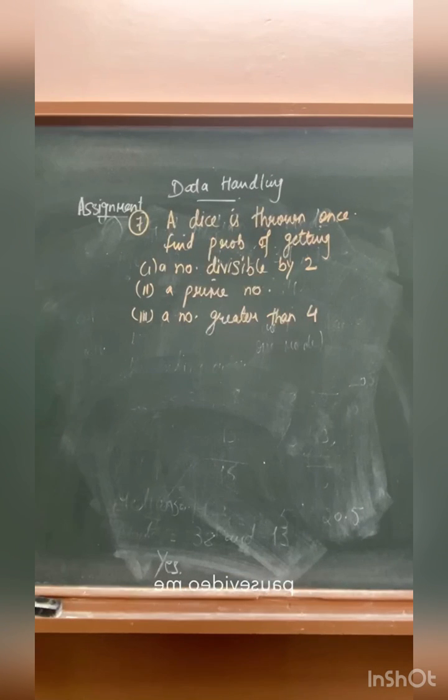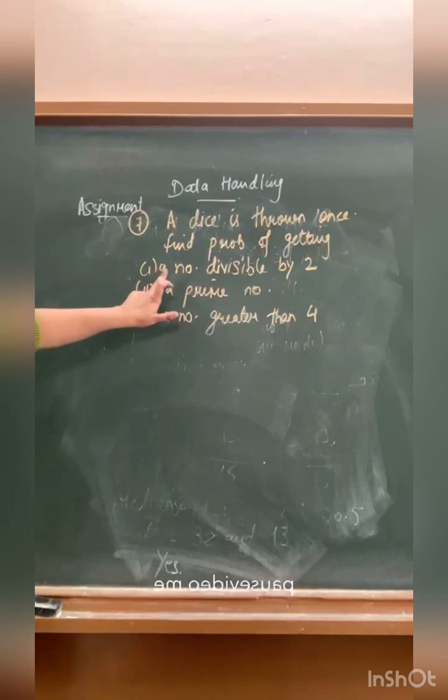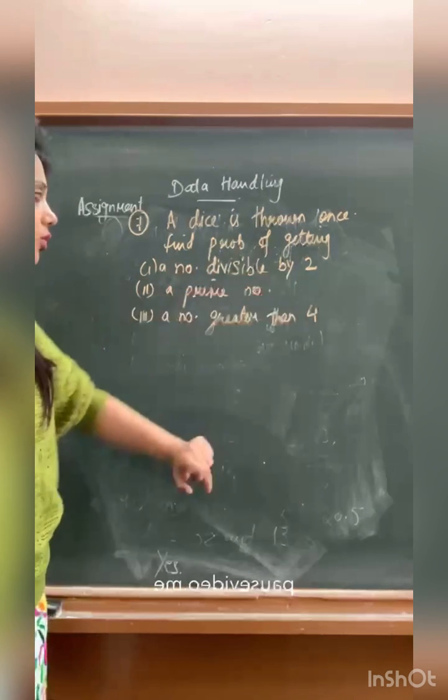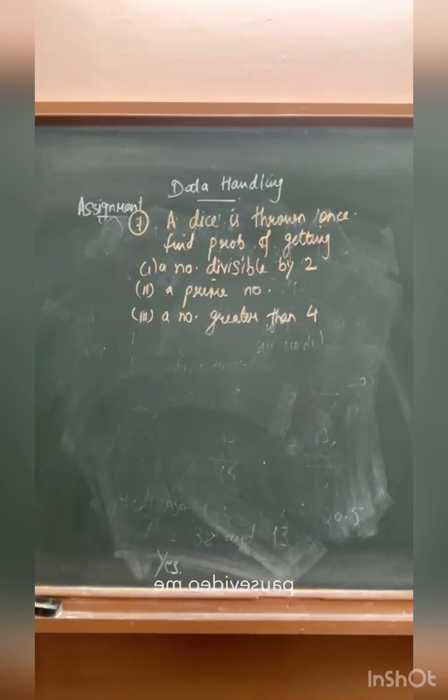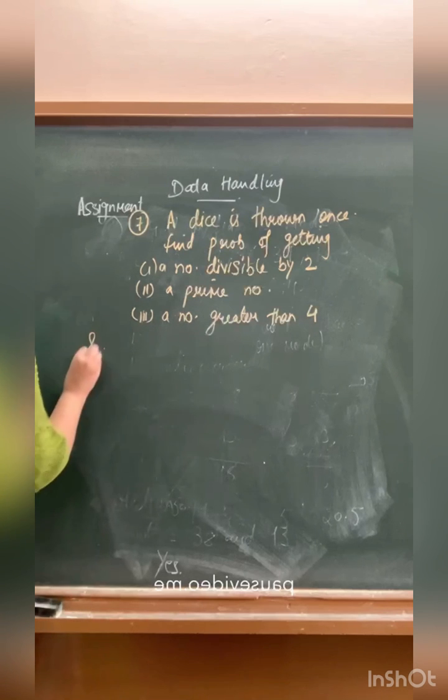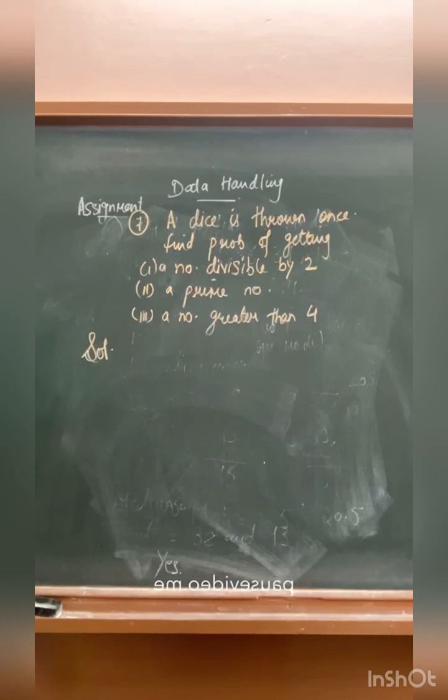Now see question number 7. A dice is thrown once. Find the probability of getting a number divisible by 2, a prime number, a number greater than 4. Now we know that in a dice, how many numbers are there?